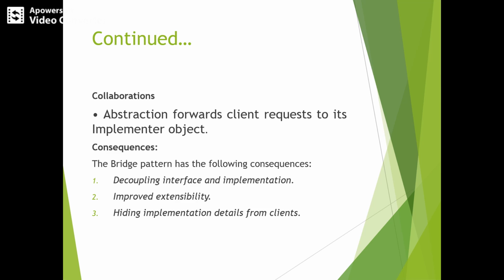Another one is hiding implementation details from the client. The client is shielded from implementation details, like sharing of implementer objects and the accompanying reference counting mechanism, if any. So all the implementation details are hidden from the client. That is the main consequence in the bridge pattern. Whenever we need sharing of implementer objects, we take it into consideration. So these three are the bridge pattern consequences: decoupling interface and implementation, improved extensibility, and hiding implementation details from the client.